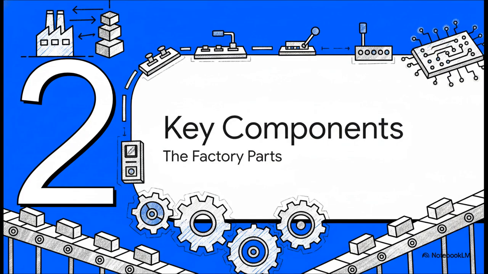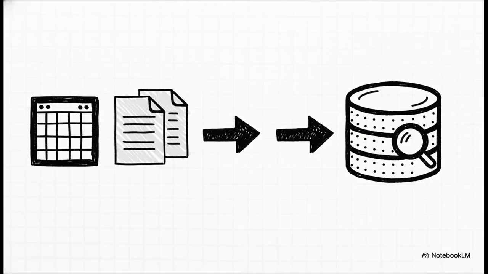Moving right along to Section 2, the key components. Think of these as our factory parts. Every RAG system has to begin with raw materials. Your input knowledge can be structured, like databases and tables, or unstructured, like your everyday PDFs, Word docs, and HTML pages. But to make this data instantly searchable by an AI, it ultimately gets housed in specialized databases known as vector stores. We're talking about incredibly fast technologies here, like FAISS, Pinecone, Weaviate, or Milvus. These definitely aren't your standard databases. They are explicitly designed for lightning-fast similarity searches.